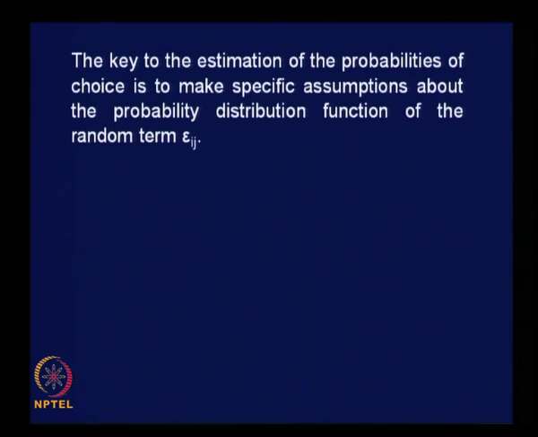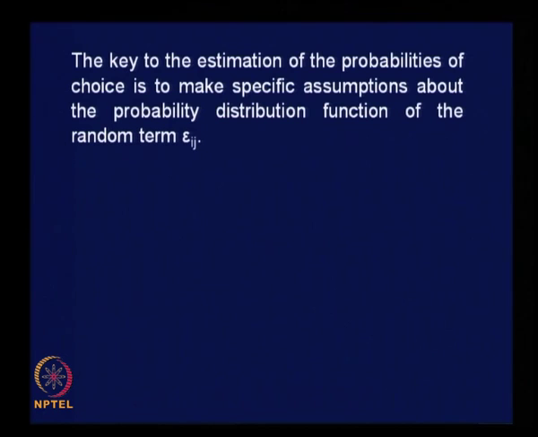The key to the estimation of the probabilities of choice is to make specific assumptions about the probability distribution function of the random term epsilon ij. Our worry is to see how epsilon ij will vary, how it will get distributed, or is there a way to find out or formulate a probability distribution function for epsilon ij. I think you are familiar with different types of probability distribution functions, isn't it?